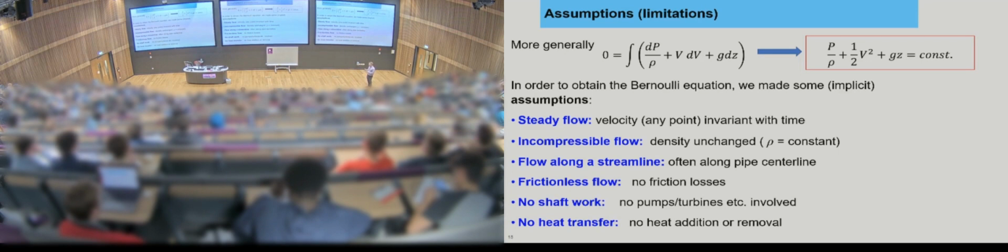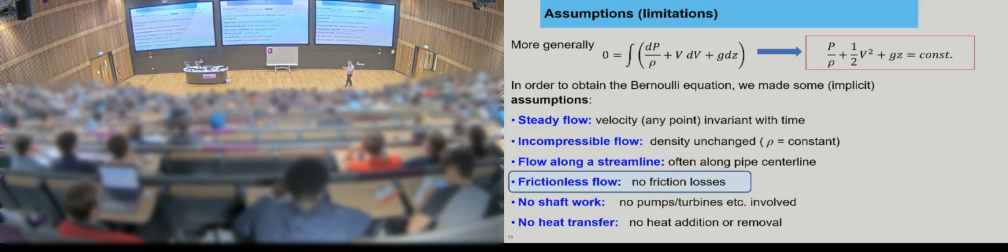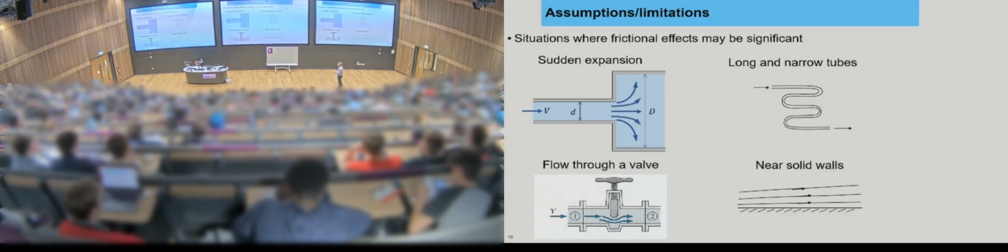We'll come back to these later. Particularly frictionless flow. That's quite a big assumption, because you know there's friction in almost everything. So, what are some examples of situations where frictional effects may be significant?